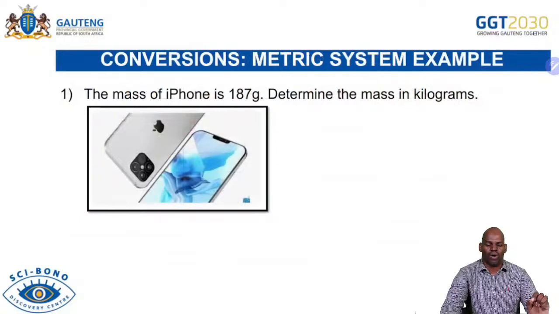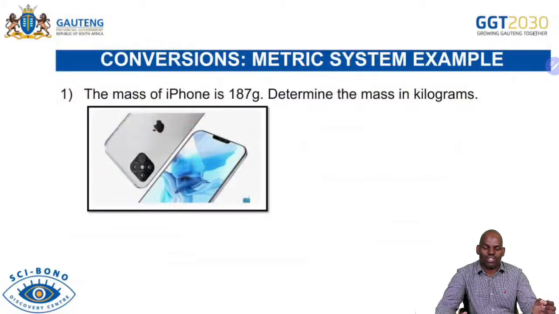Right. Now, let us look at some examples with regard to conversions. This one says the mass of an iPhone is 187 grams. I know that most of you are dreaming of getting an iPhone, but you need to know that they come with different masses, depending on the model. So the mass of the iPhone is 187 grams. Determine the mass in kilograms.